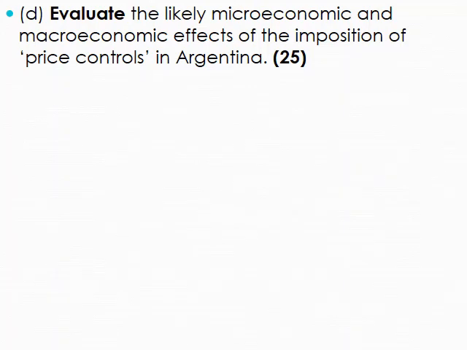Okay, students, so this was the last two questions on the formal assessment 5. The first question you could have chosen was this evaluate question. Evaluate the likely microeconomic and macroeconomic effects of the imposition of price controls. Just underline that because that's really important. We need at least probably a micro and a macroeconomic graph to help us to structure this. And price controls is a micro topic in Argentina.